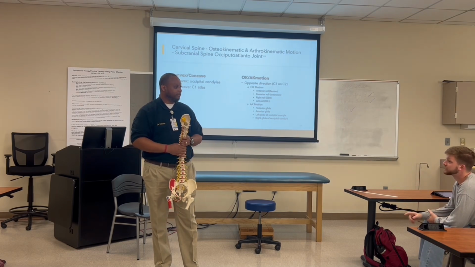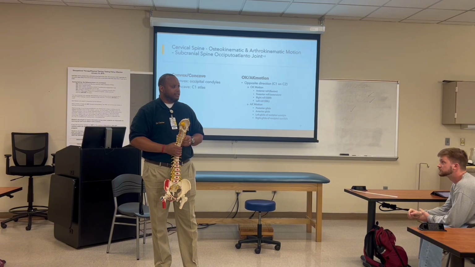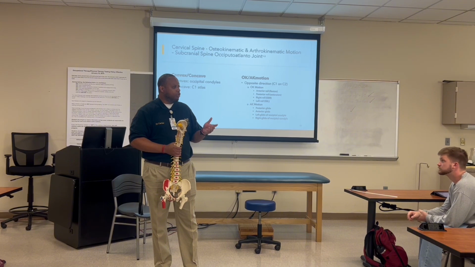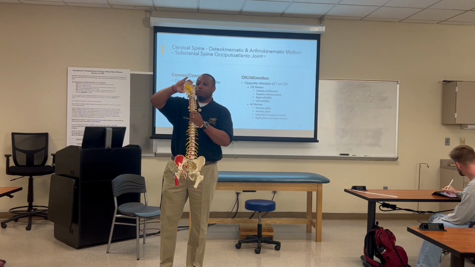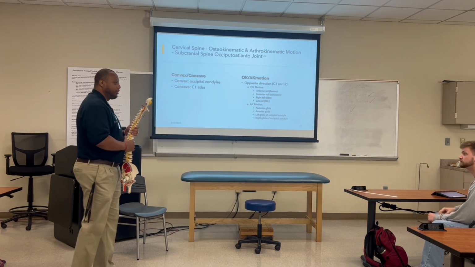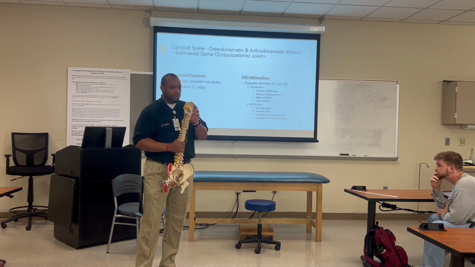Yes, Jackson. So is C1 on C2 convex on convex or concave on convex? Convex on convex. So when we have convex on convex, the movement occurs in the same direction. The osteokinematic motion and arthrokinematic motion occur in the same direction. So if I do subcranial side bending to the right, I get a left posterior glide of OA and then a right glide of AA. I'm using different terminology so y'all can catch it. That's the osteokinematic and arthrokinematic motion for the subcranial spine.